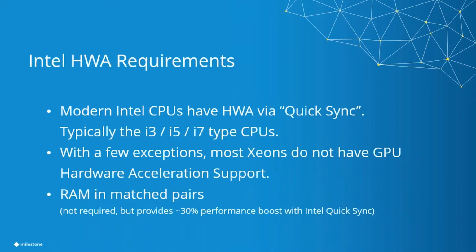The modern Intel CPUs that get to take advantage of this are the ones that have what they call Quick Sync. Typically, these are going to be your i3, i5, i7 type CPUs. There are a few exceptions with the Xeons. There are a couple of Xeons that do have this technology built into them, but they're generally considered the lower end Xeons. The higher end server class Xeon CPUs generally will not have this technology built into them, so you're limited to the NVIDIA technology.